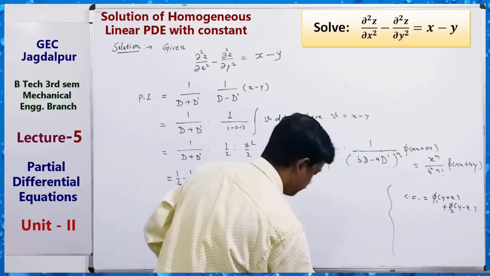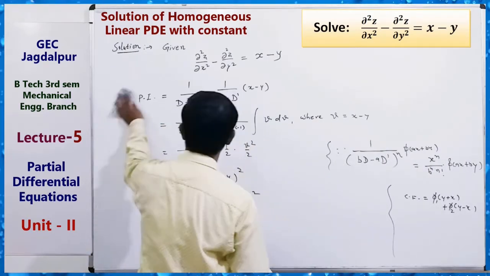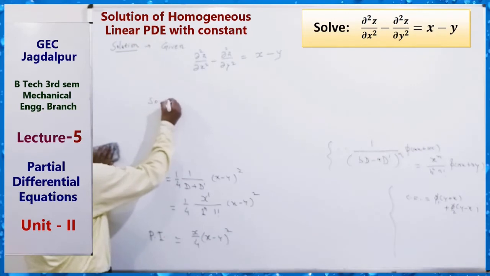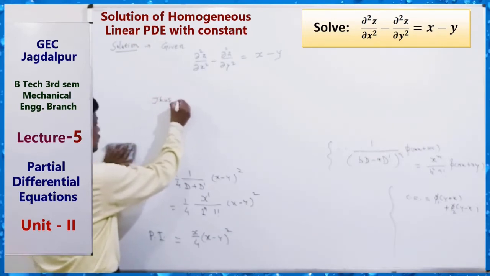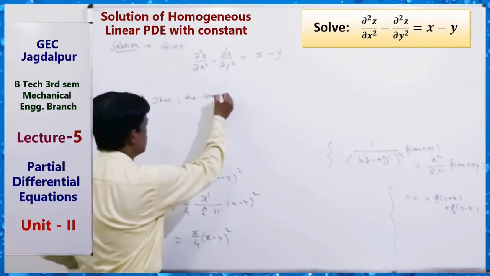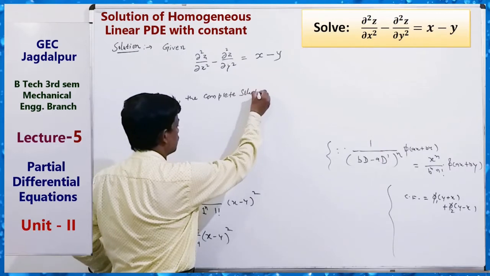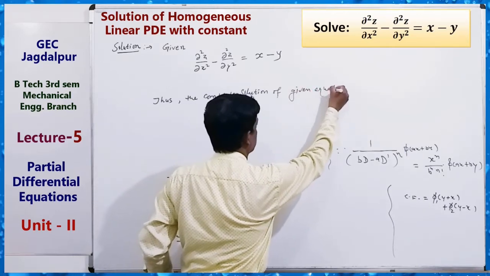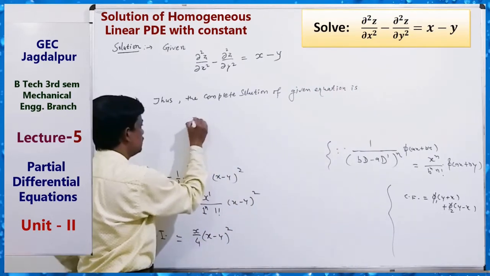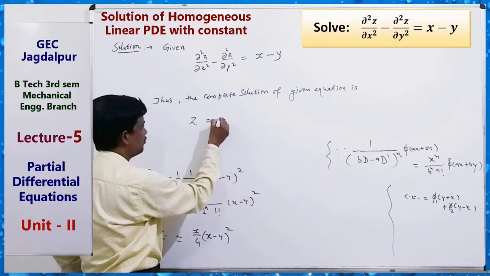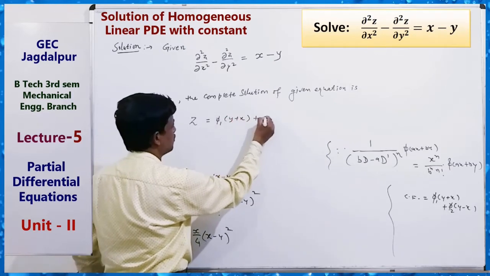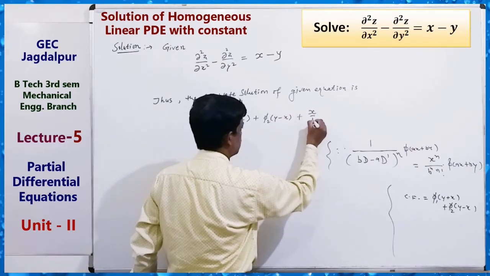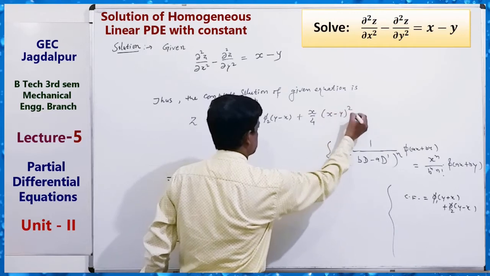So finally, we can write the answer of this question. Thus, the complete solution of the given equation is z equals CF, phi 1 (y plus x), phi 2 (y minus x), plus PI, x by 4 (x minus y) squared. Clear?